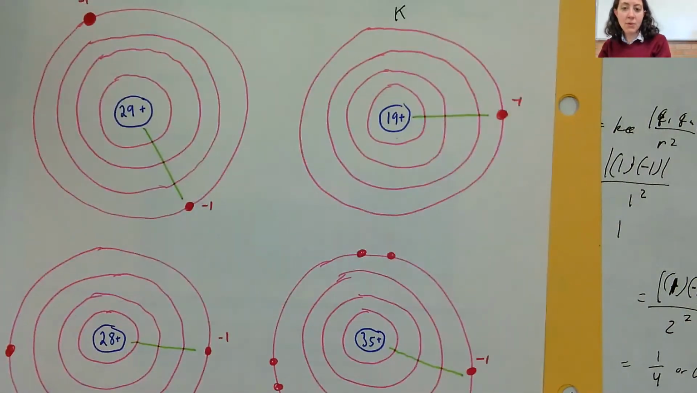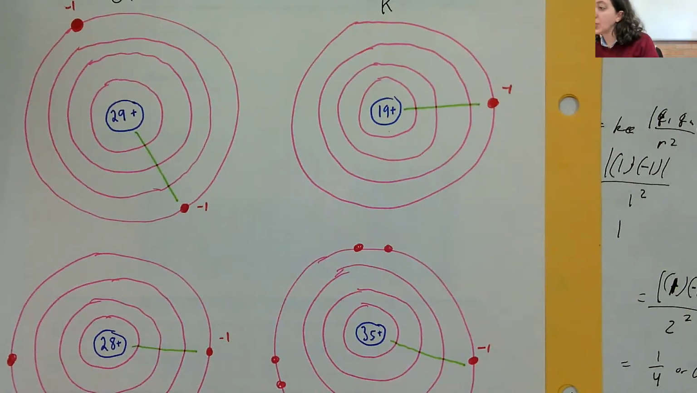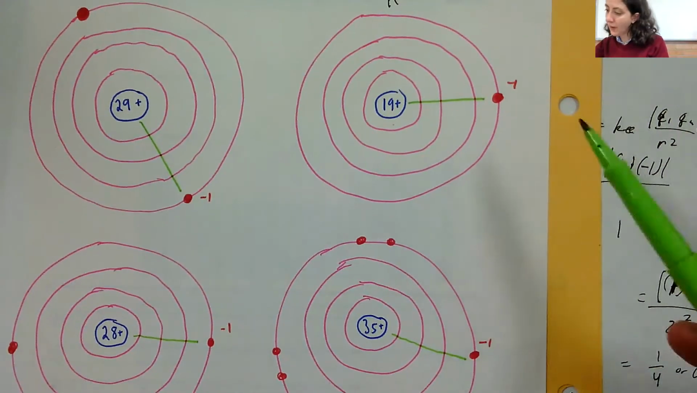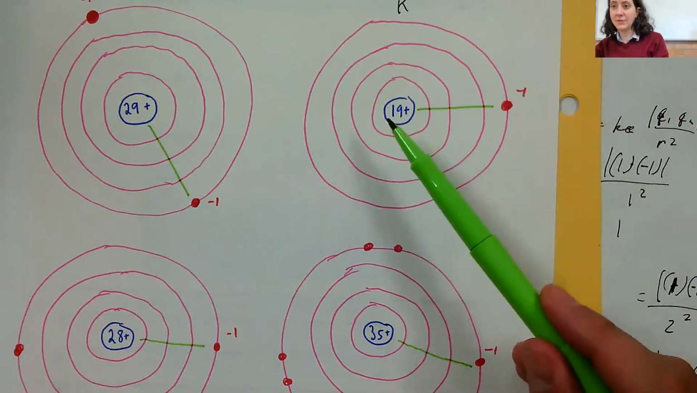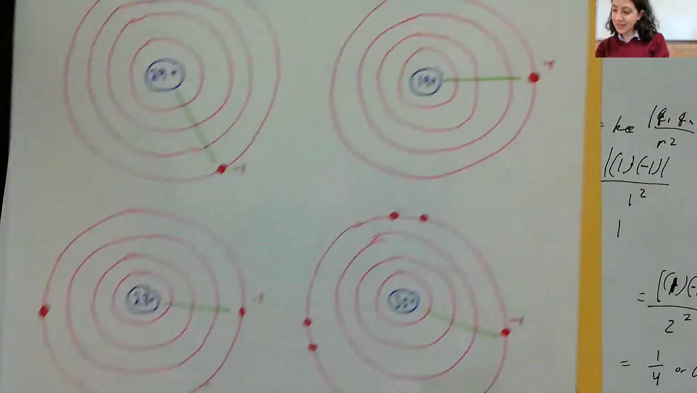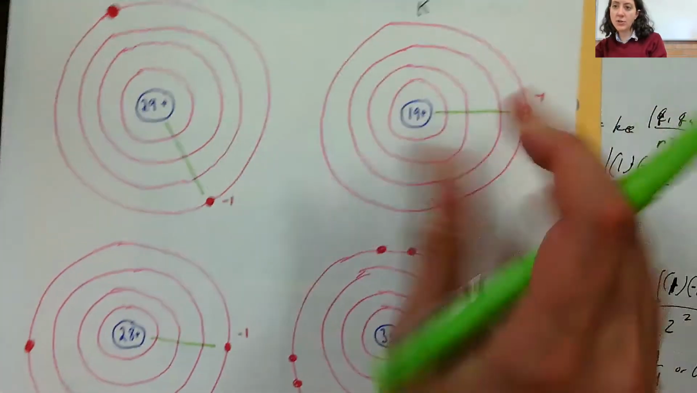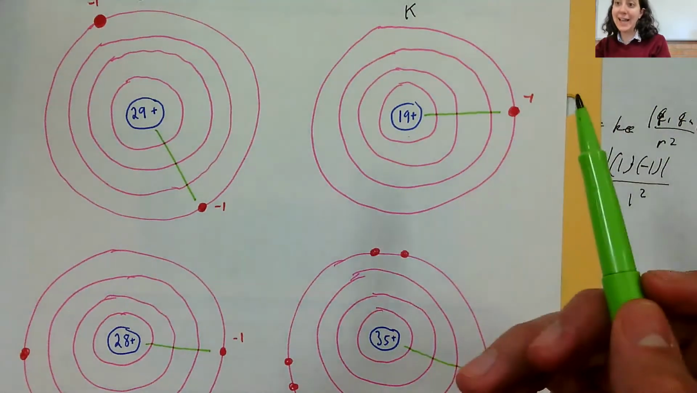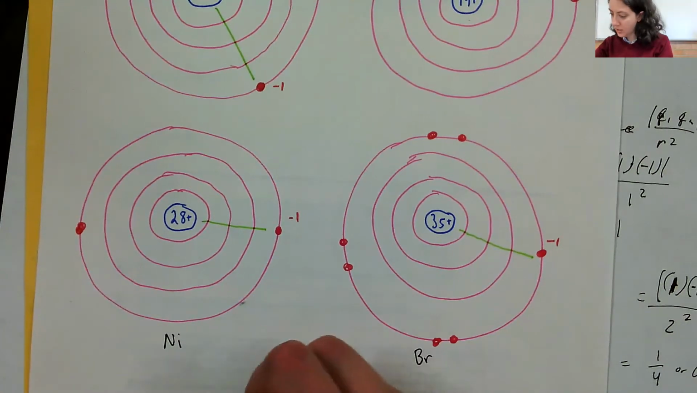So in terms of how we're ranking them, we're ranking from the largest atomic radius. The ranking is going to be based on whichever one has the smallest positive charge. So potassium is going to go first because it has a smaller charge, and therefore the electrons are pulled in less. The next one would be nickel.